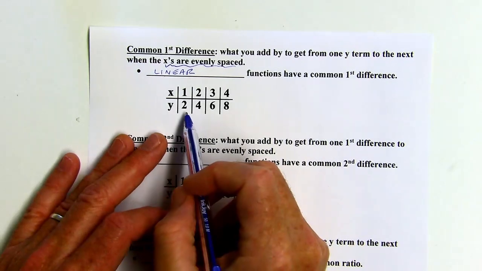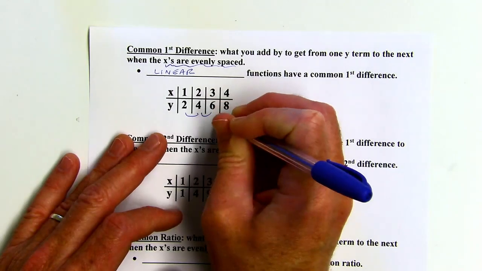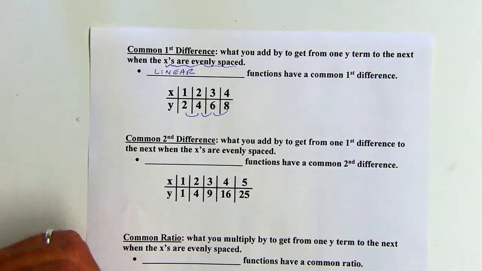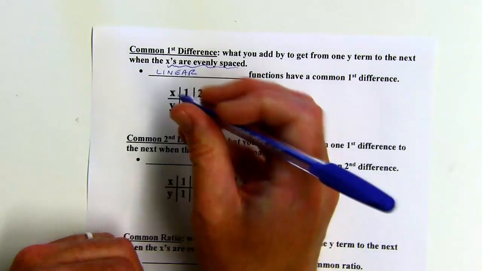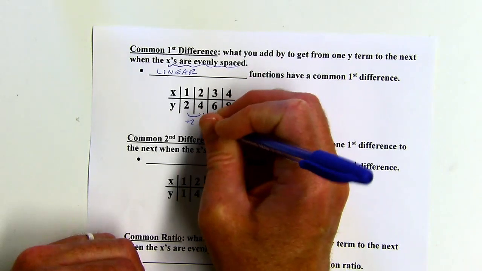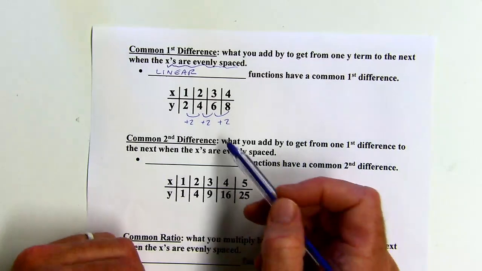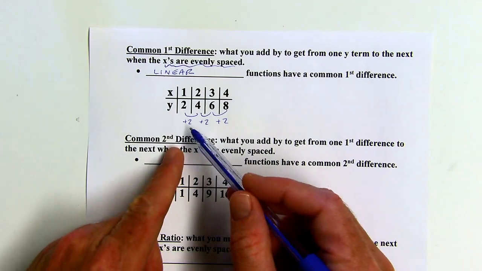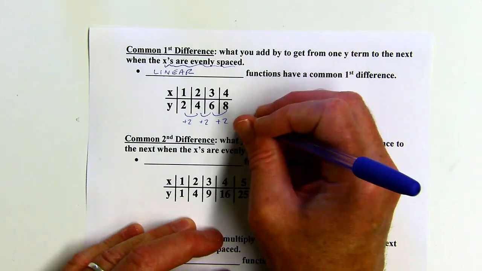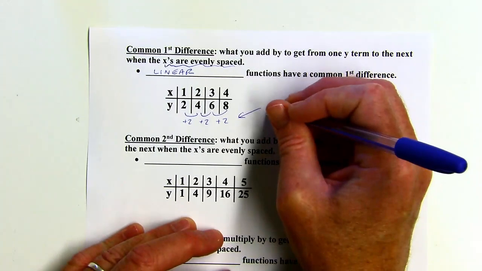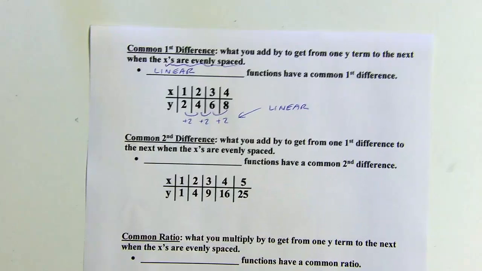The common first difference, when these x's are evenly spaced: I want to look at what I am adding, or sometimes subtracting, to get from y term to y term. So I'm thinking 2 plus something is 4, that would be 2. 4 plus something is 6, that's 2. 6 plus something is 8, that's 2 as well. Since I got the same number out, I'm making the same jumps to get from y term to y term, that means I have a common first difference, and that means I've got a linear function, so these points would fit on a straight line, okay?